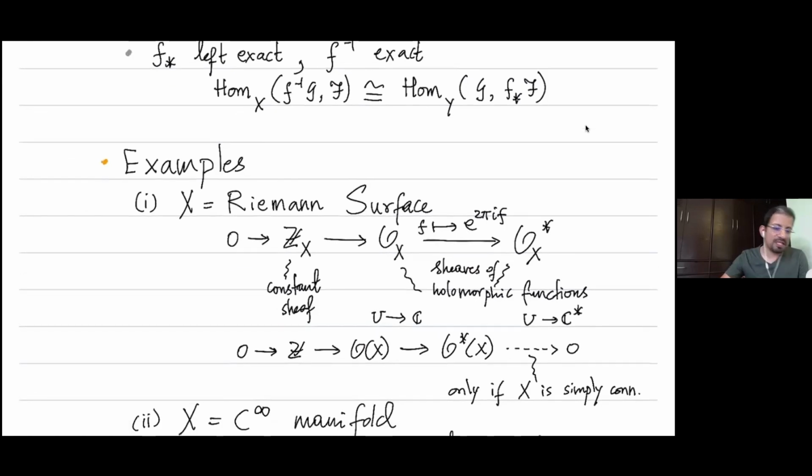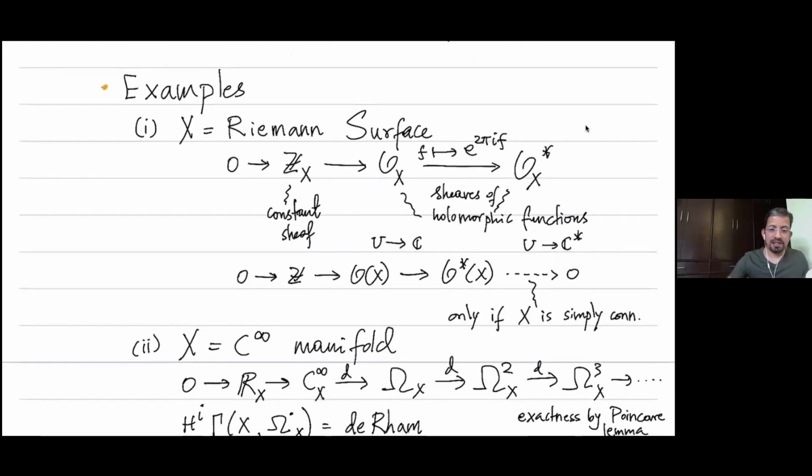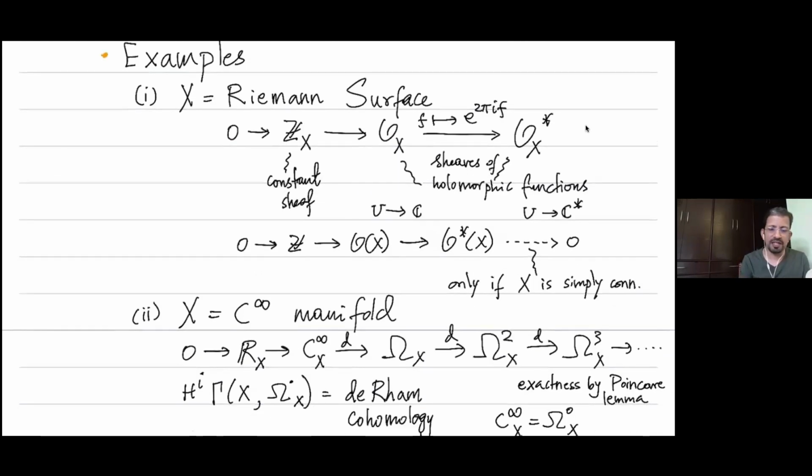So here are some interesting examples you should keep in mind. So the first example is, take a complex manifold, or for simplicity, I'll just take a Riemann surface. And on that Riemann surface, I have these sheaves here. So this is the constant sheaf. That means on every connected open set, I have just constant functions. And on different connected components, the values may vary.